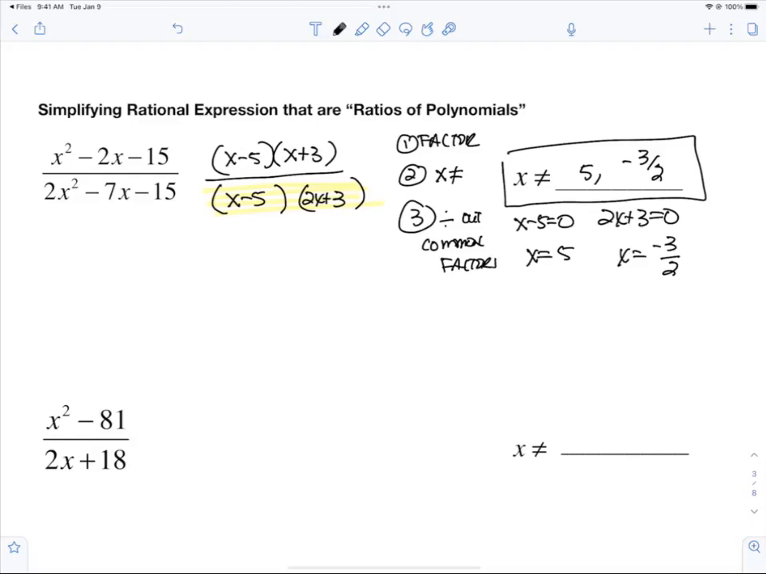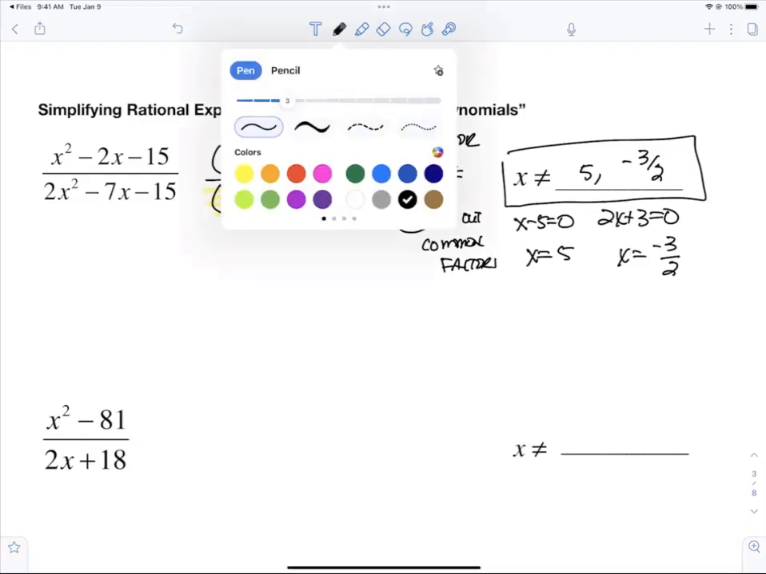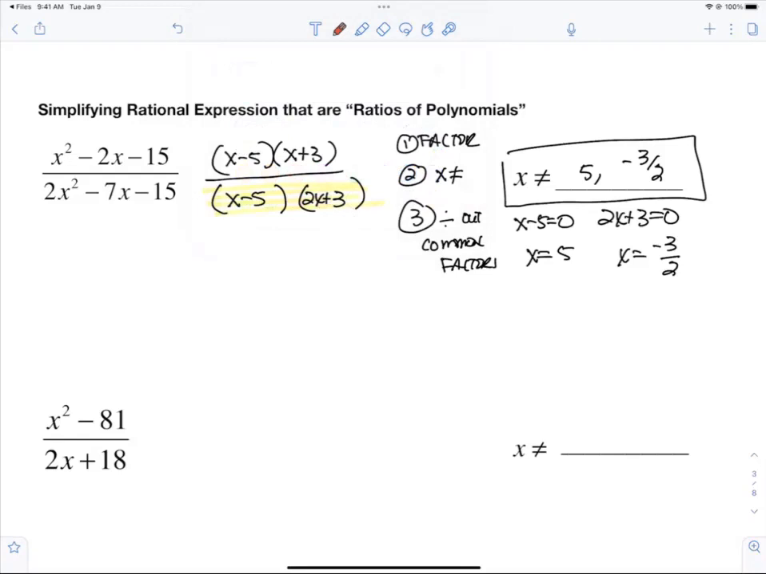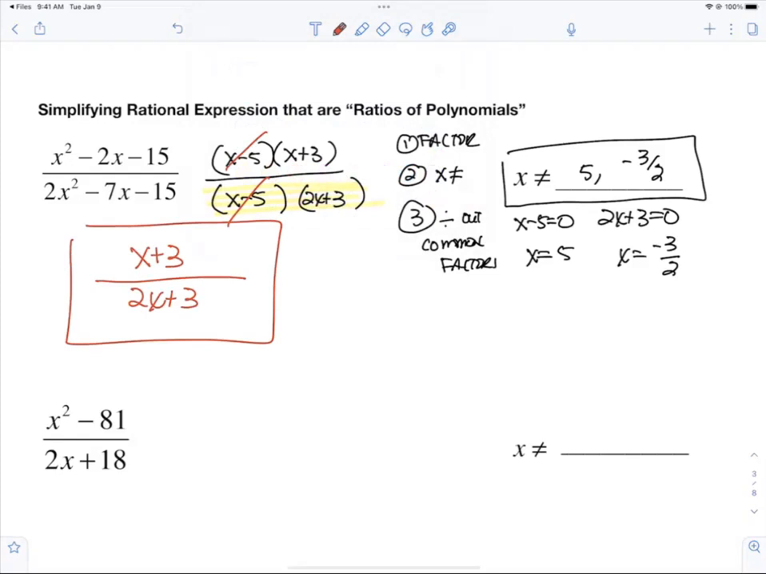And that's your process. So analyzing this, dividing out what's common, the 2-term binomial factor in parentheses, x minus 5, is common top to bottom. So the simplified expression here is x plus 3 over 2x plus 3.